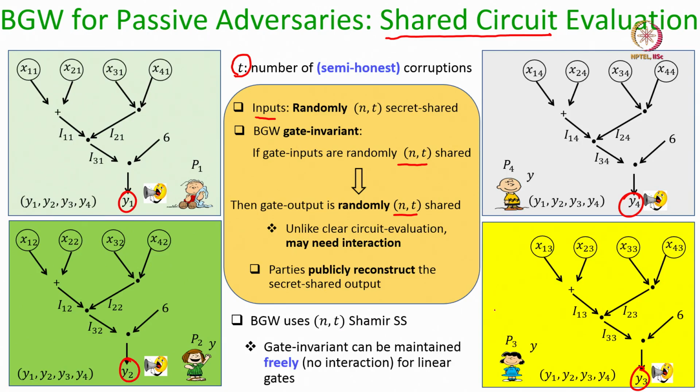We also discussed in the last lecture that the BGW protocol uses T out of n Shamir secret sharing. This is because Shamir secret sharing has this linearity property, which we also had seen in the last lecture, and due to that linearity property, maintaining the BGW gate invariant is completely non-interactive. Namely, to evaluate the linear gates, the parties have to perform no interaction at all.